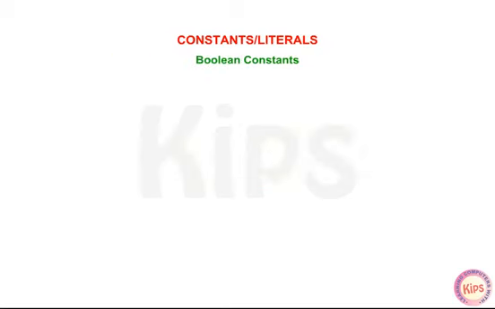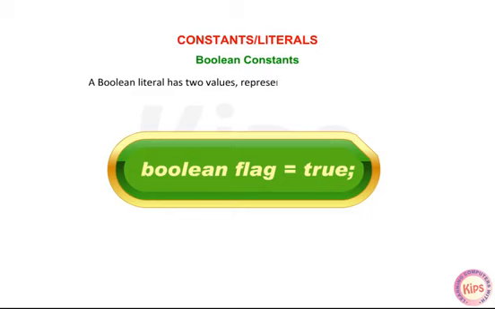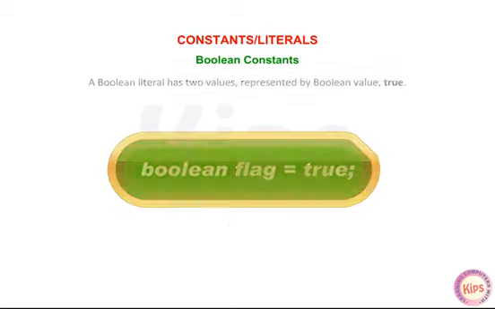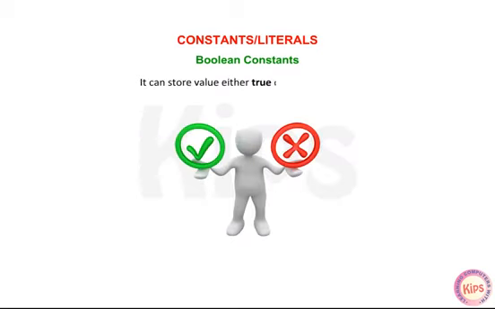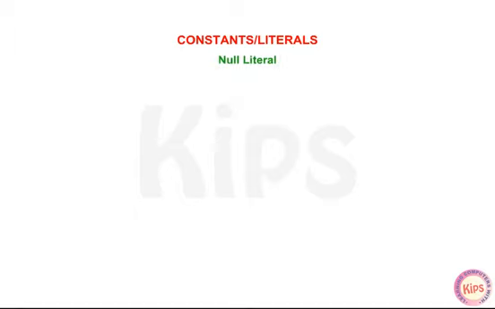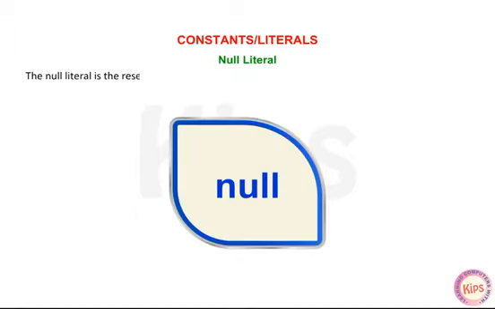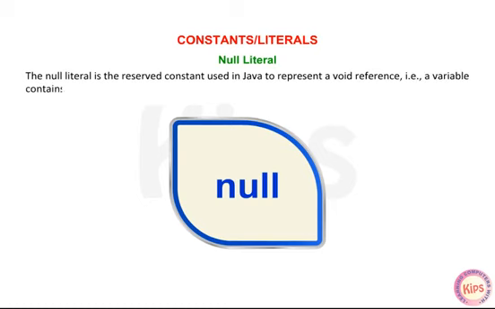Boolean constants. A Boolean literal has two values represented by Boolean value true. It can store value either true or false at a time. For example, pass = true; Null literal. The null literal is the reserved constant used in Java to represent a void reference, that is, a variable contains the reference to a location which does not contain any object.